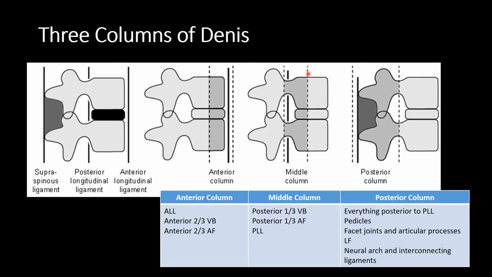Your middle column involves the posterior third of the vertebral body, the posterior third of the annulus fibrosus, and your posterior longitudinal ligament. Your posterior column is basically everything posterior to the posterior longitudinal ligament, which means your pedicles, your facet joints and articular processes, your ligamentum flavum, your neural arch and interconnecting ligaments.